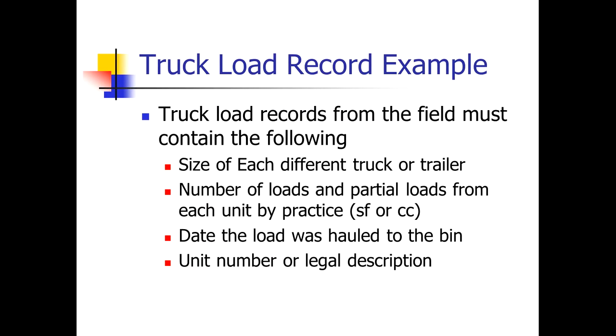Truckload records from the field must contain the following: the size of the truck or trailer that you're using to haul to the bins or to the elevator out of the field, the number of loads and partial loads from each unit, preferably by practice or type. If it's all blocked together, if you're blocking strips, at least give us an estimate of what it ran on the summer fallow versus the recrop. Date the load was hauled to the bin, and what bin it went into, I should have put on there, and then the unit number or legal description.